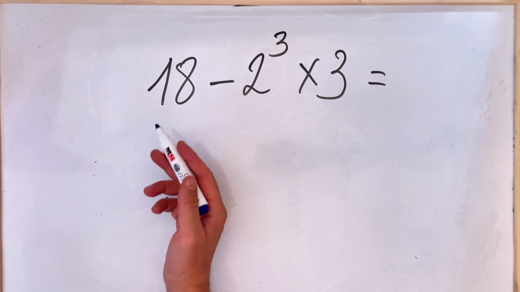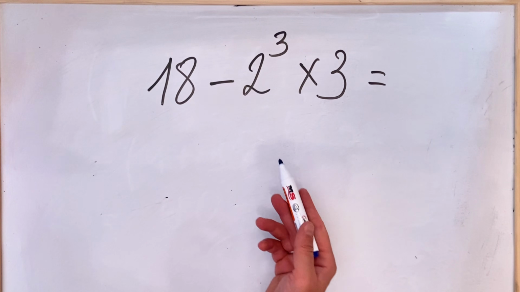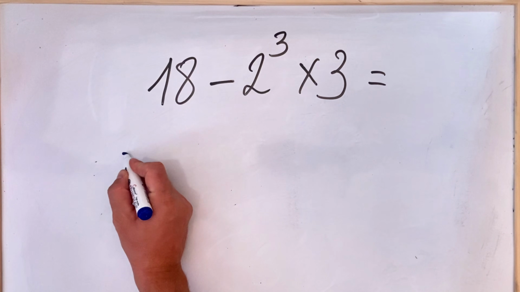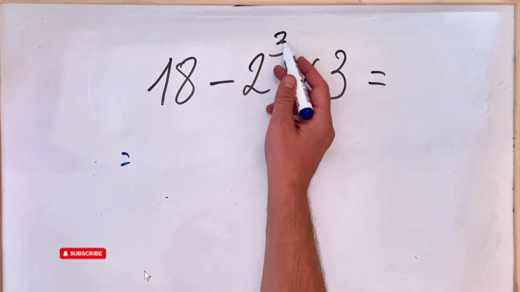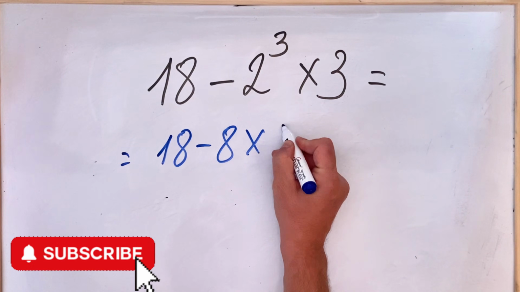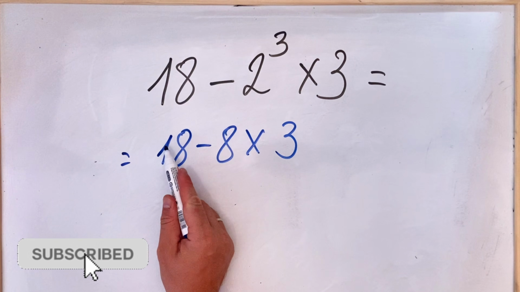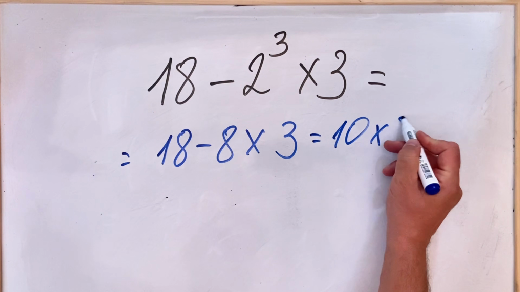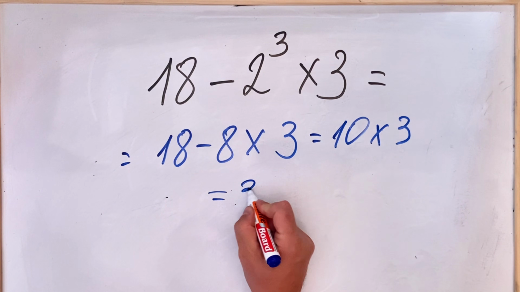Hello everyone. Some people, when they see this type of equation, go from left to right without paying attention to the order of operations. So what they do is the cube. So they get 18 minus 8 multiplied by 3. Then of course they first do the subtraction and they get 10 multiplied by 3, and they get 30.